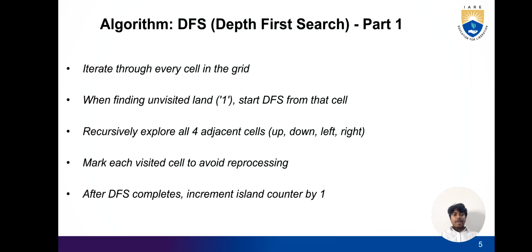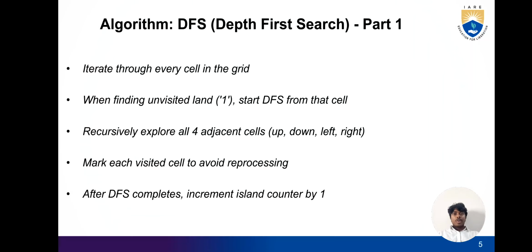When finding unvisited land 1, start depth first search from that cell. Recursively explore all 4 adjacent cells: up, down, left or right. Mark each visited cell to avoid reprocessing. After DFS completes, increment the island counter by 1. After completion of depth first search, you need to increment by 1 and repeat it.